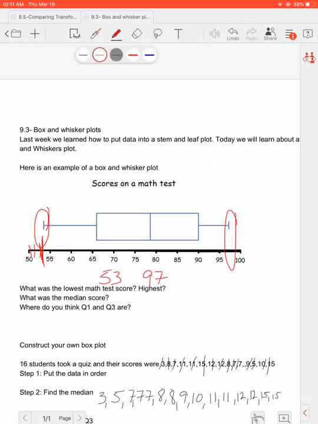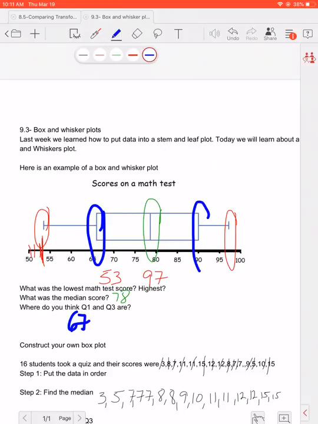Our median score is this middle line here. Remember, median means middle. So I would say that's probably 78, 79, somewhere in there. And then our Q1 and our Q3 are going to be right about here, which I would say is maybe 66, 67. And our Q3 is right about 90, I would say.